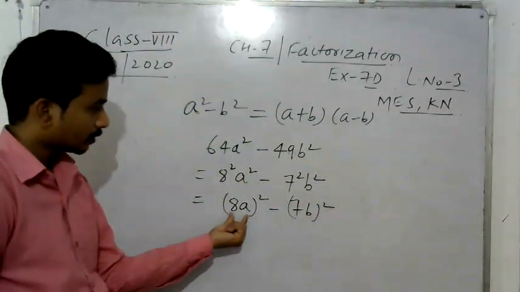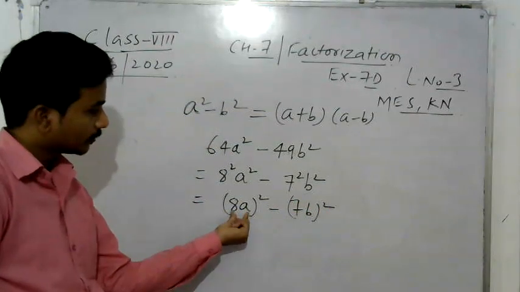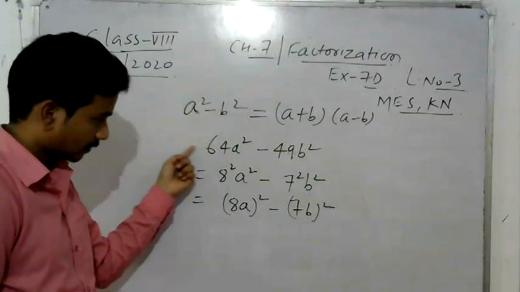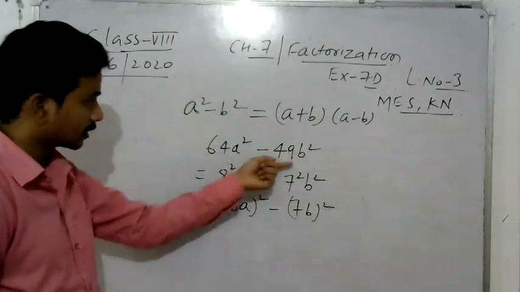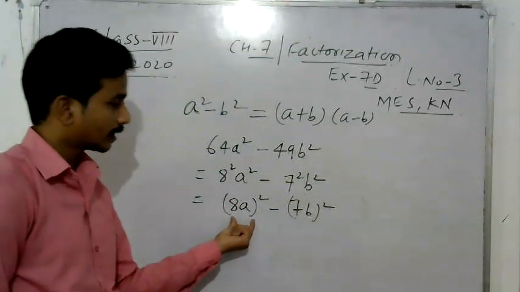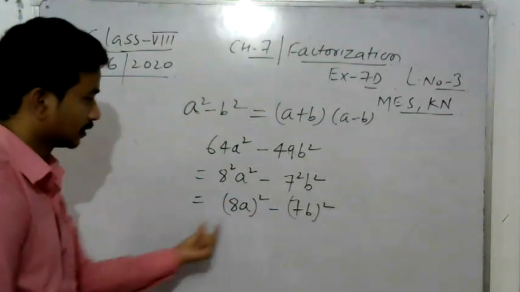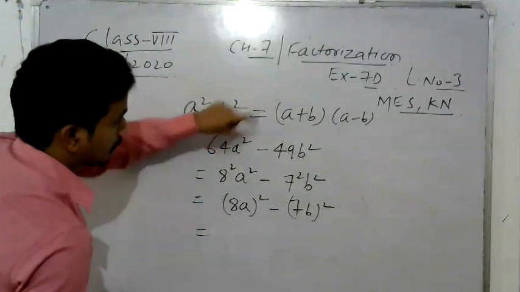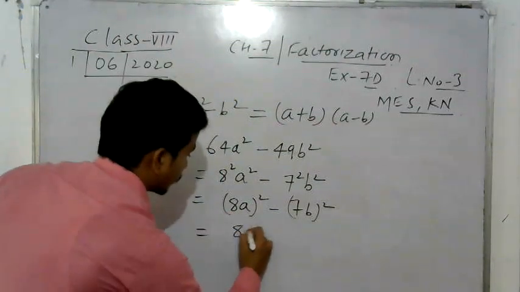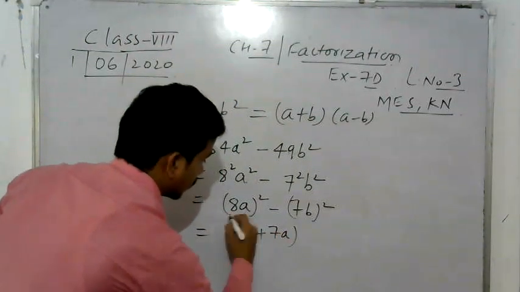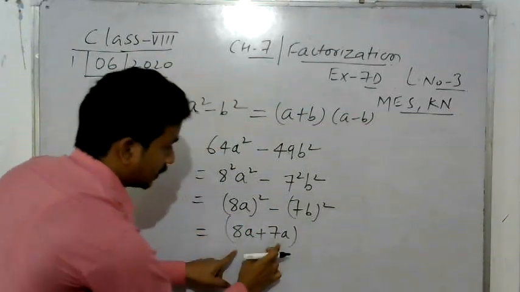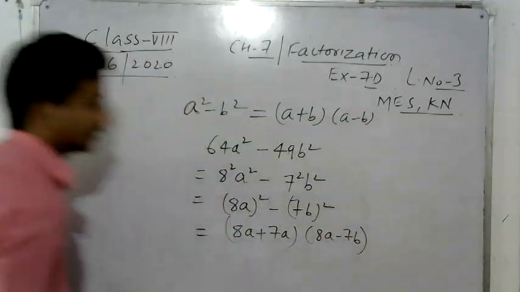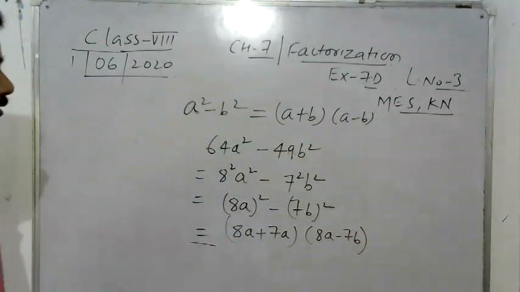Now, what is here in place of a? You have 8a. Now we have converted this expression into the form whole square of 8a minus whole square of 7b. So now we can apply the formula. How can we apply the formula? (8a plus 7b) into, first of all add it and then subtract it, (8a minus 7b). In this way, you will factorize this type of problem.